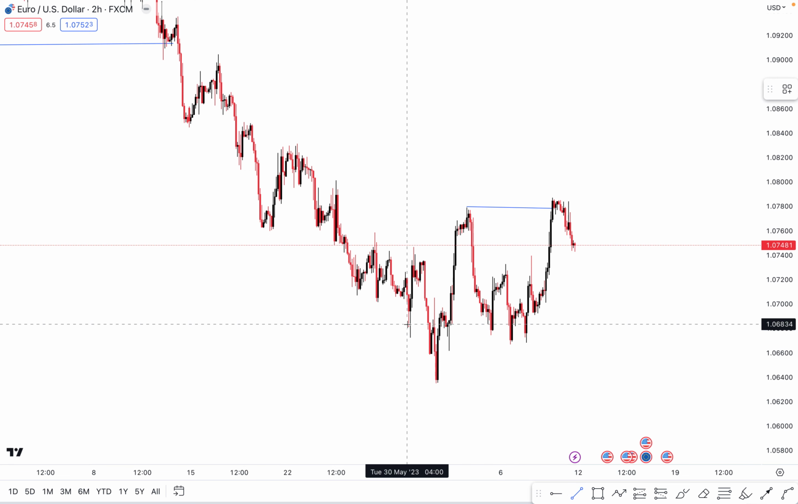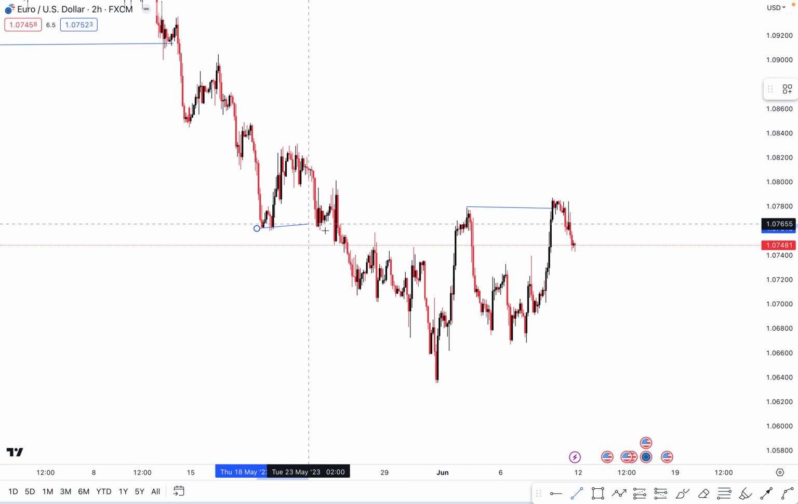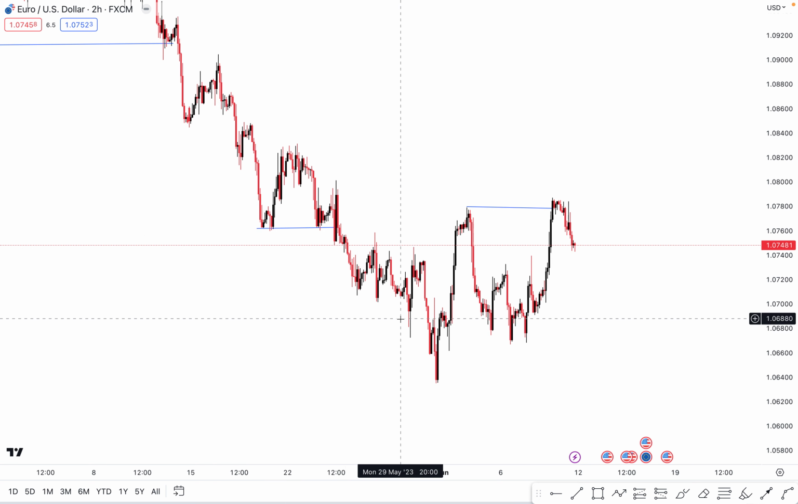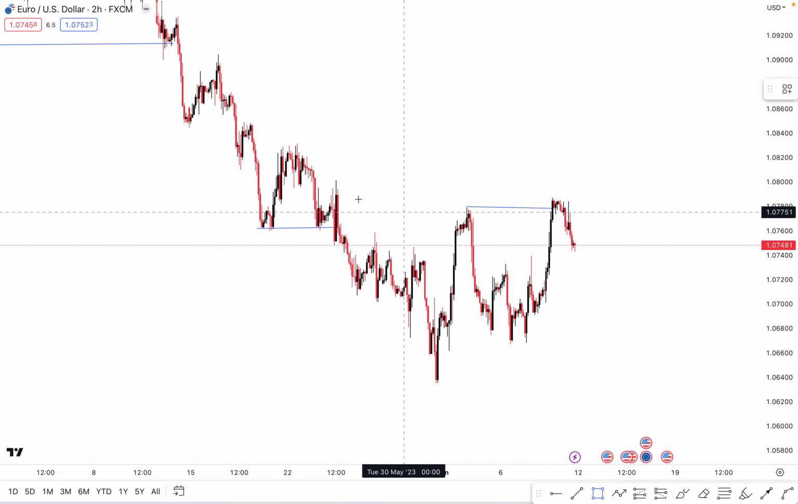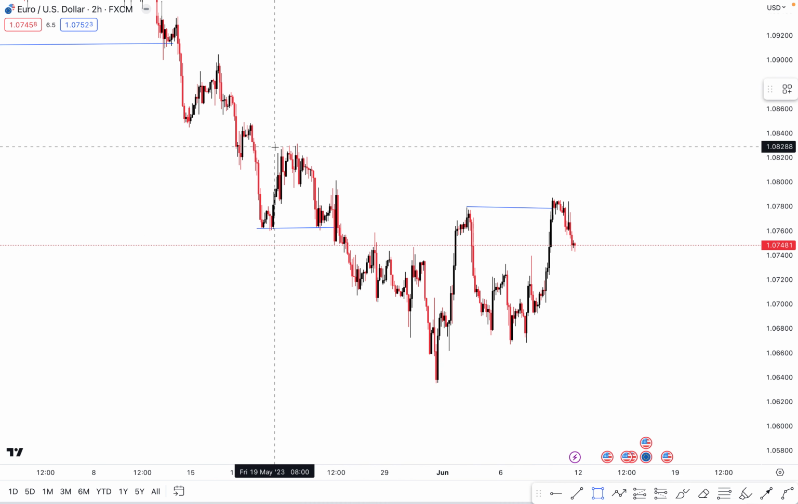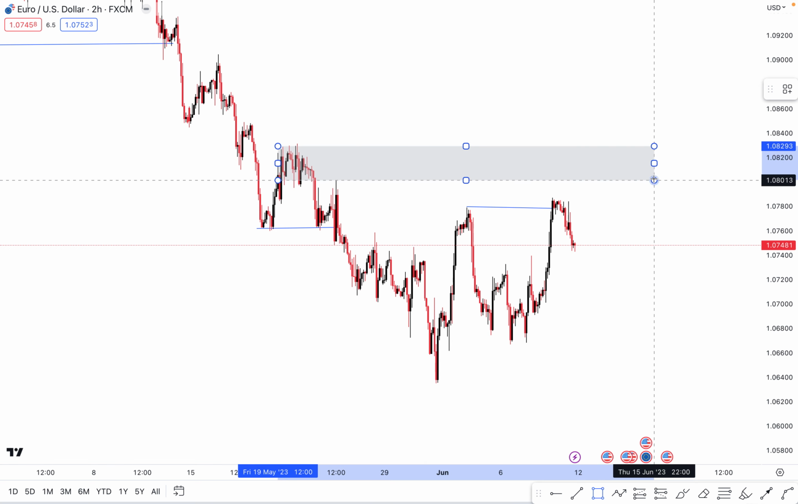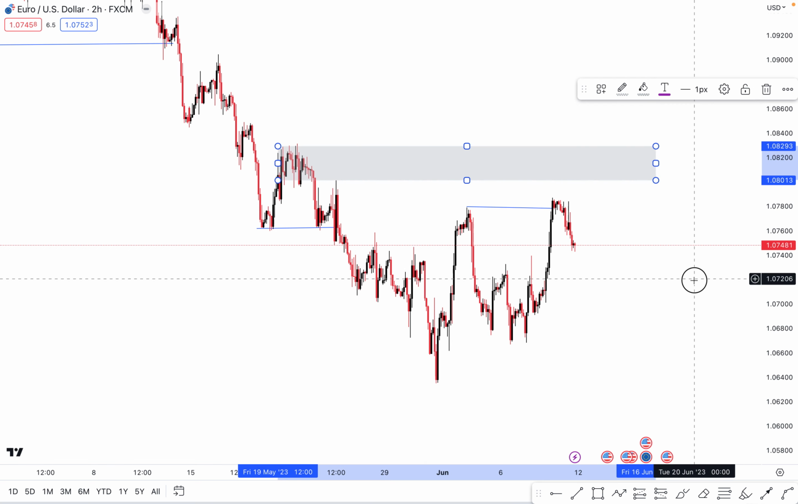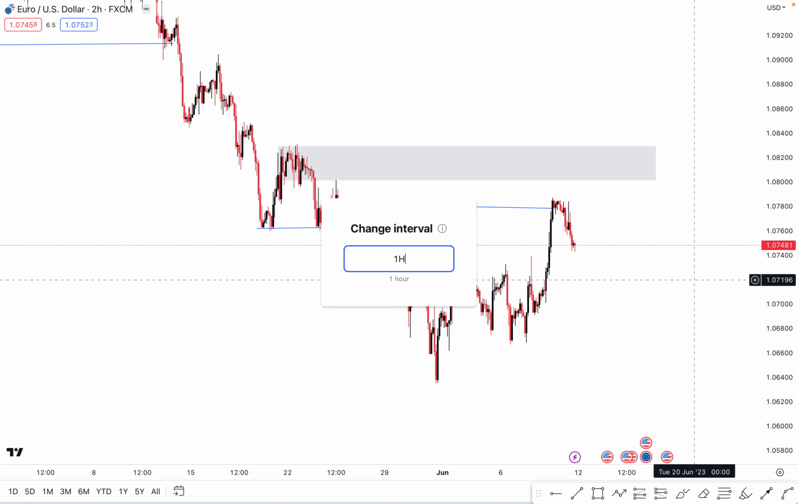But of course, I know this is a strong zone, right? This whole area here is responsible for taking out that low. I'll consider this to be a very strong level in the market. So let's get to 1 hour.